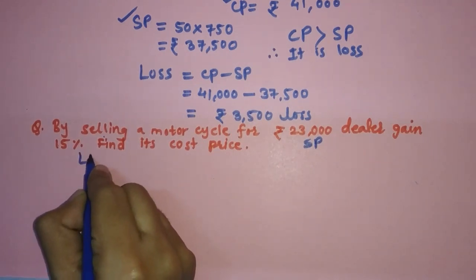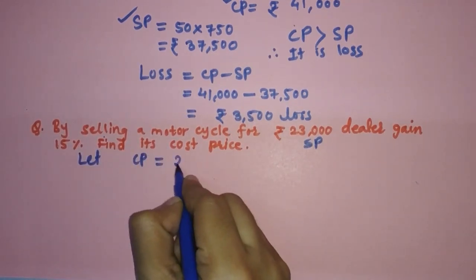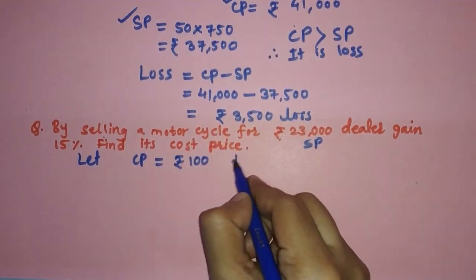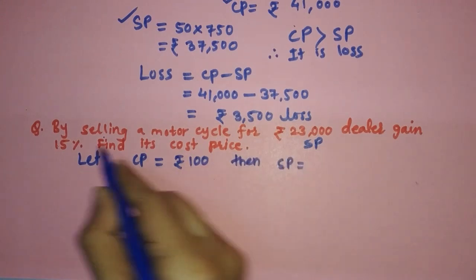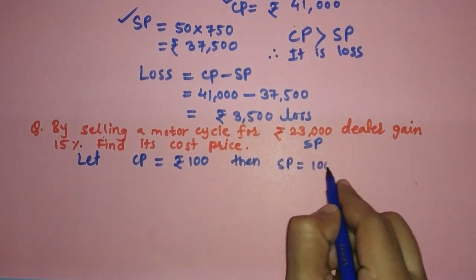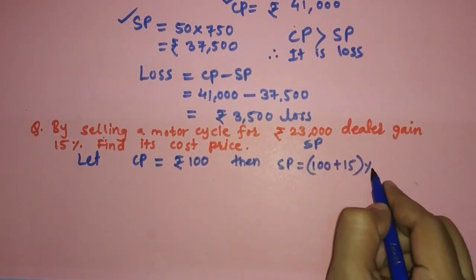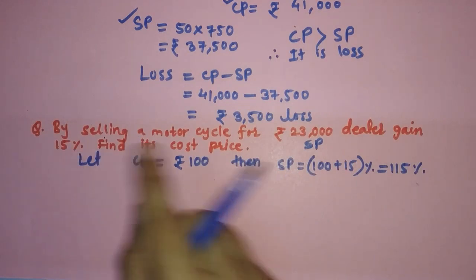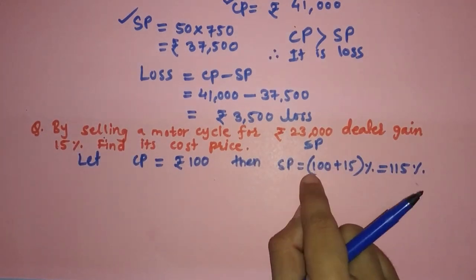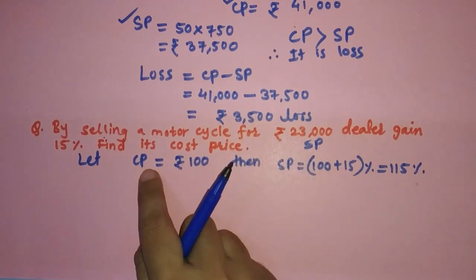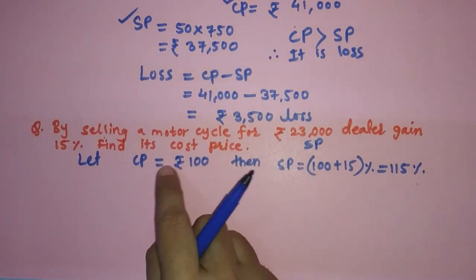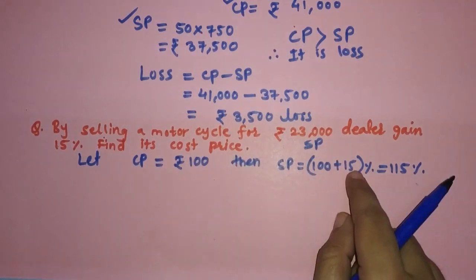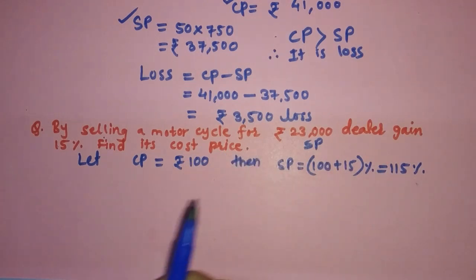So we'll start. Let cost price is rupees 100. So here cost price is 100 given. Then its selling price is going to be 100 plus this 15, we'll add it in, which is 115. Always remember, if the gain is given, we'll add in it, and always remember we'll consider 100 to this CP. If profit is there, we'll add in this 100. If it is loss, we'll remove from this 100.